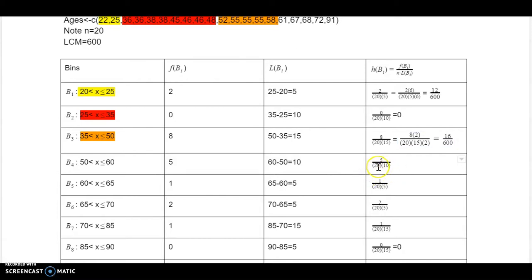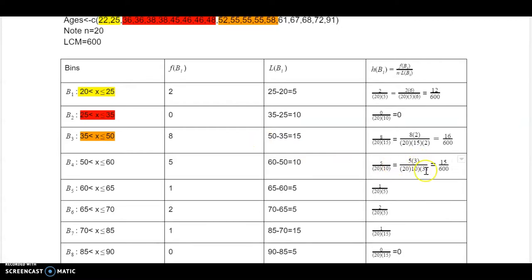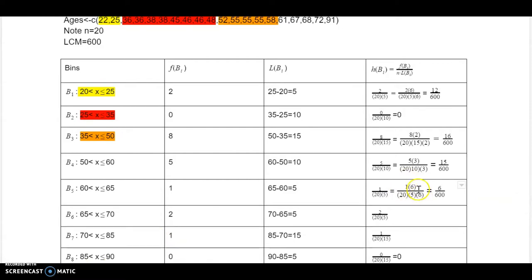Let's move on to the next one. So next one we have on the bottom 20 times 10, so it's 200 down there right now. We need to make it 600, so we're going to multiply top and bottom by 3. So doing that, multiplying top and bottom by 3, we'll have 15 over 600. Then moving to the next one. Right now we got 100, so we're going to multiply top and bottom by 6 in this one. So we get 6 on top over 600. Then moving on to the next one.